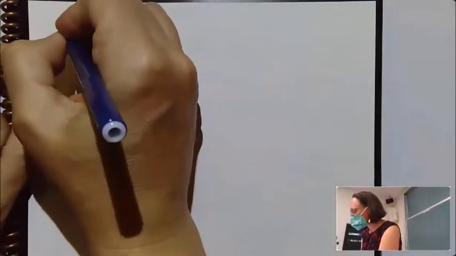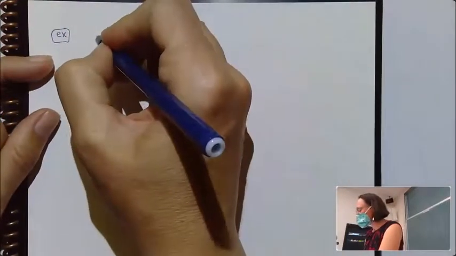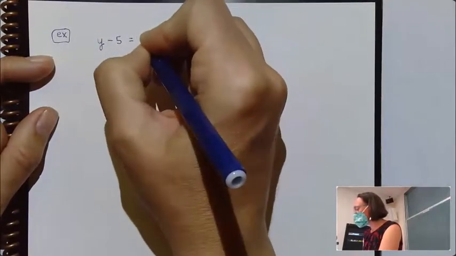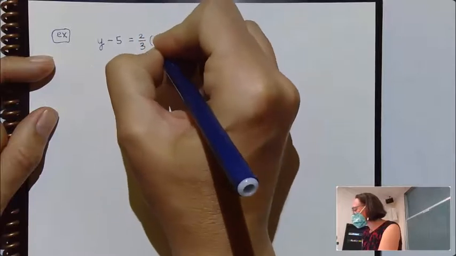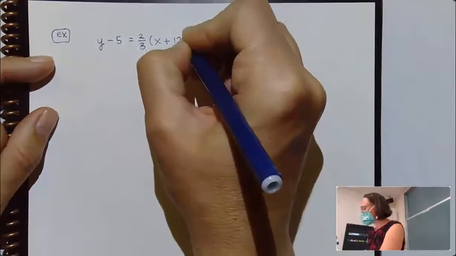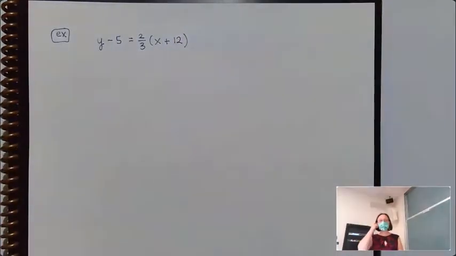So for me, the harder lines to graph are always the ones that are not written in the form y equals mx plus b. So if I've got a line that's written as y minus 5 is equal to 2/3 of x plus 12. So this one looks a little bit worse, just visually.